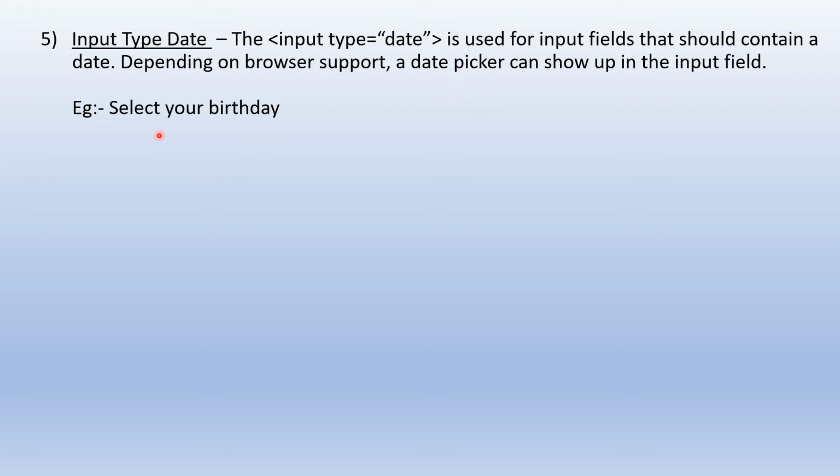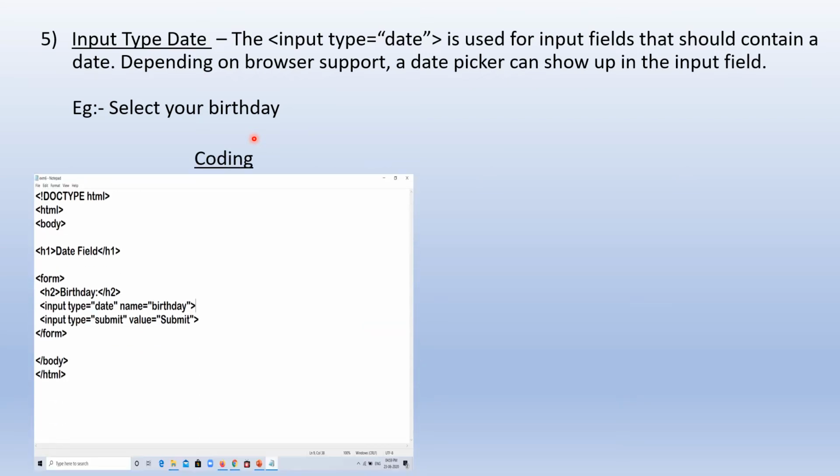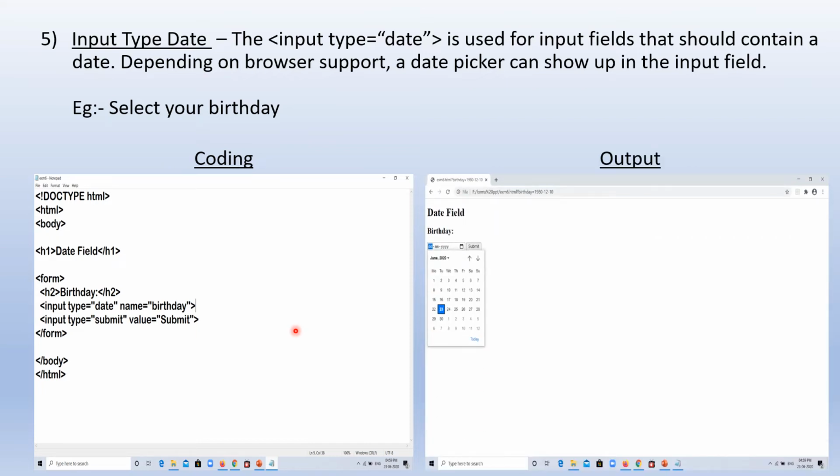Okay, so let us see it with one example. Here is the example. Select your birthday. Now, how you'll write coding for this? Let us see. So this is the coding for birthday. Now see here, birthday is there, input type is equal to date, name is equal to birthday. Enter the date and submit the form. Now how will this output look? Let us see. So see, this is the output.